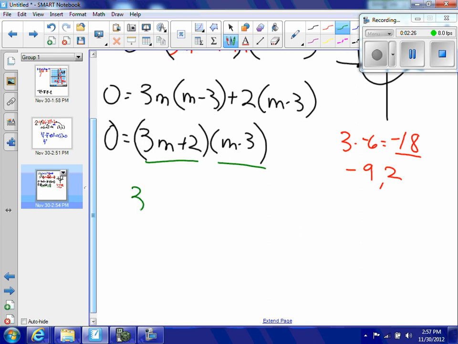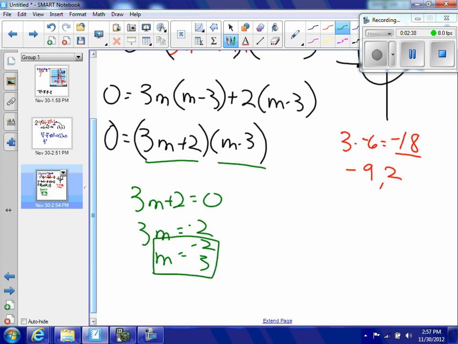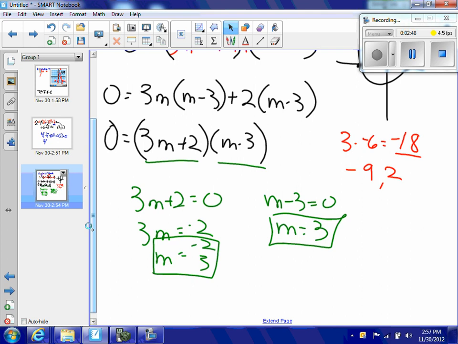So if I say 3m plus 2 equals 0, that gives me 3m equals negative 2. So m equals negative 2/3. That's going to be one of my solutions. Or m minus 3 equals 0. That's m is equal to 3. That's another one of my solutions.